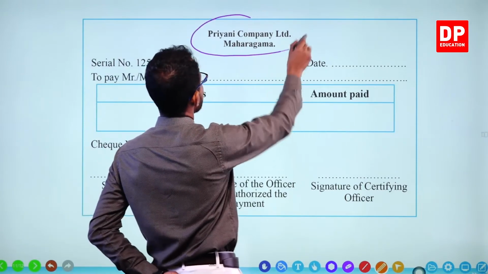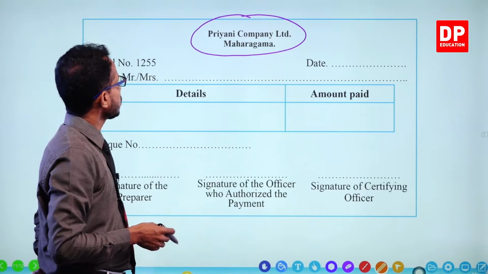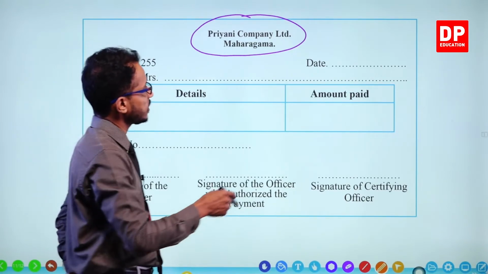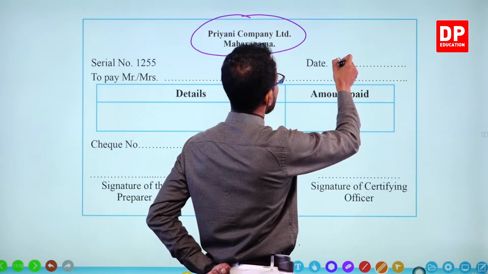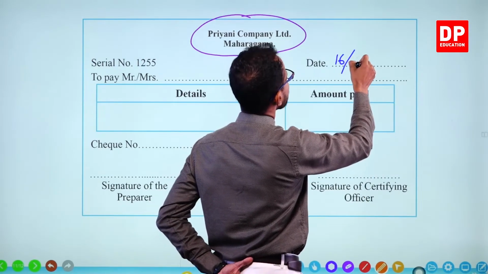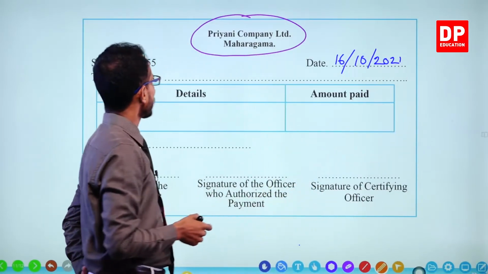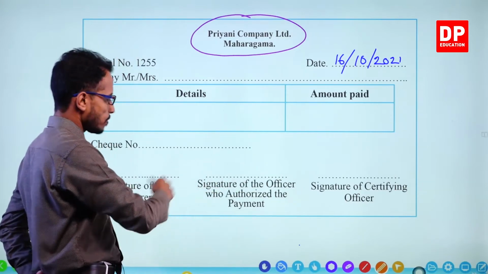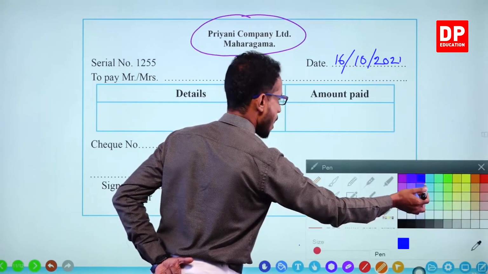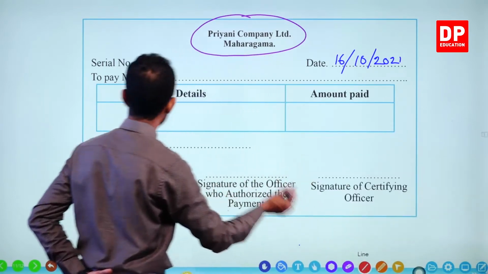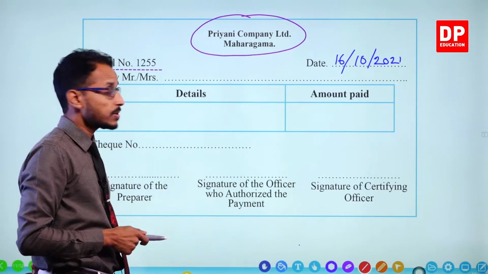Again, the business name is here on top. Business name is on top. Priyani Company Limited. Date is here. All right. This is the serial number, children. Serial number. That means the voucher number.